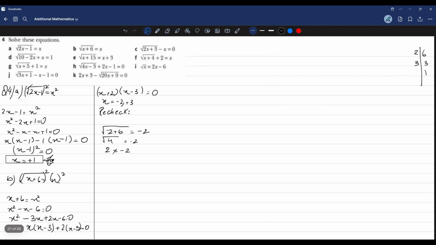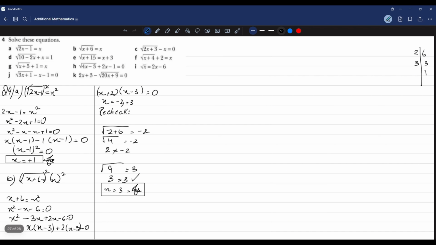However, for the other value, if you were to check this out, 6 plus 3 is equal to under root 9, and that should be equal to positive 3. And yes, that is the case. 3 is equal to 3. And so x is equal to 3 is your final answer for this part.